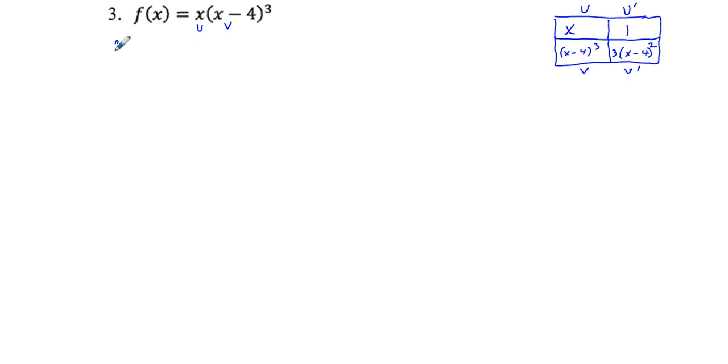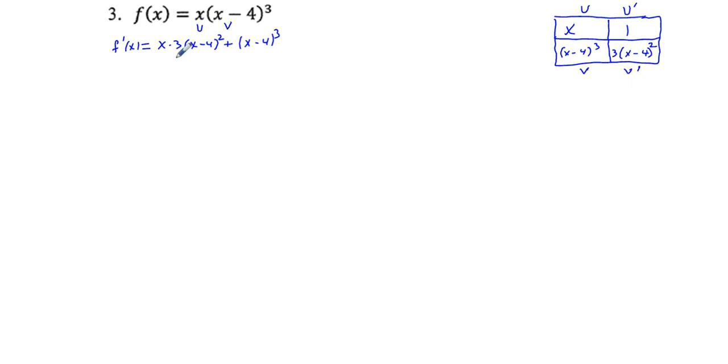So we say f prime of x is equal to u v prime, which is going to be x times 3 quantity x minus 4 squared, plus v u prime, which is going to be 1 times quantity x minus 4 cubed. And so that's going to be it.